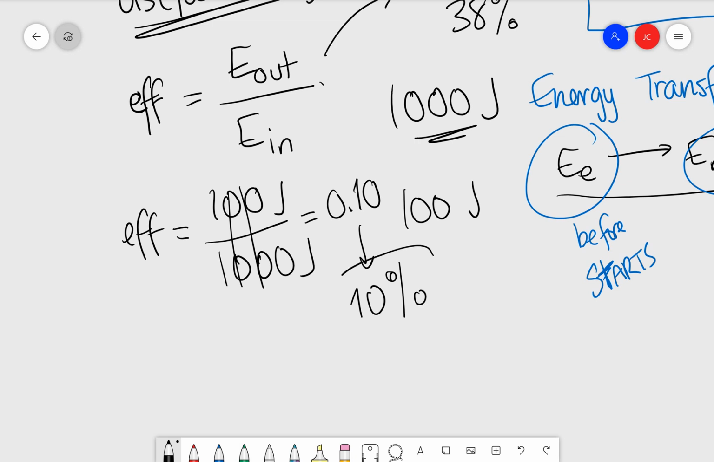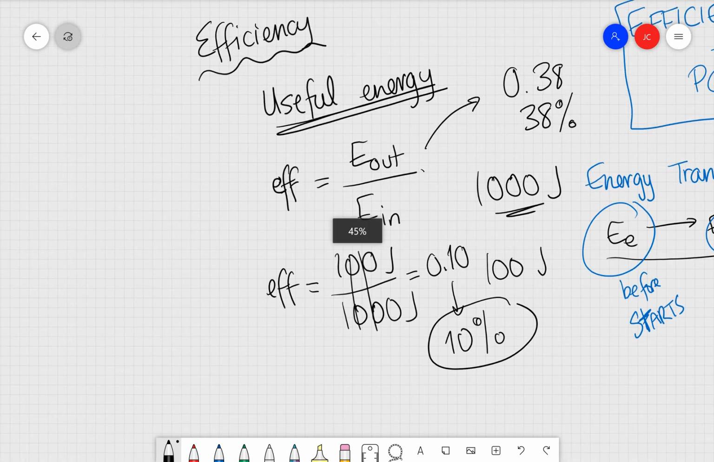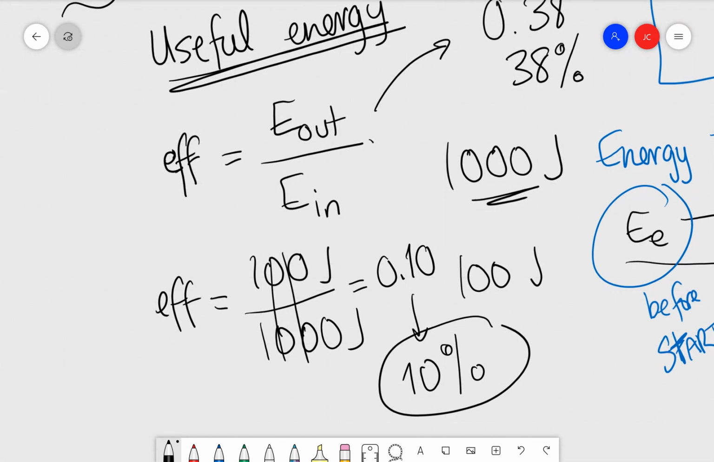And you realize that your thing is 10% efficient, which is completely terrible. Hopefully nothing you have is 10% efficient in your house. But this is the concept of efficiency. It's also worth mentioning that I'm dealing with E out over E in here, but that's exactly the same as W out over W in. That's work. But because work is just the change in energy, delta E out over delta E in is the same as saying work out over work in. And these are very important.